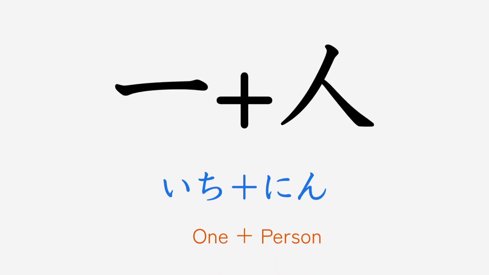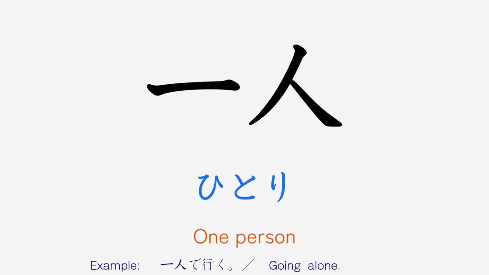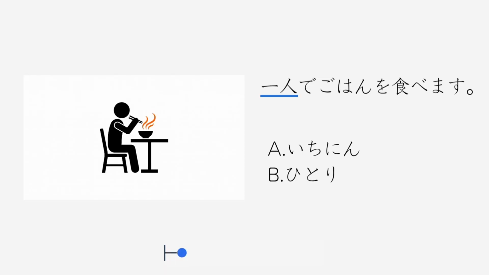1 plus person equals 1 person. The special reading is 一人. How do you read the underlined kanji? The answer is B.